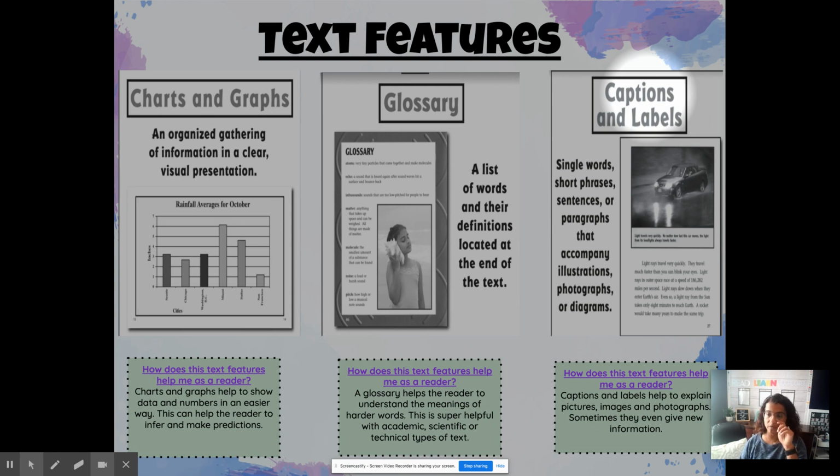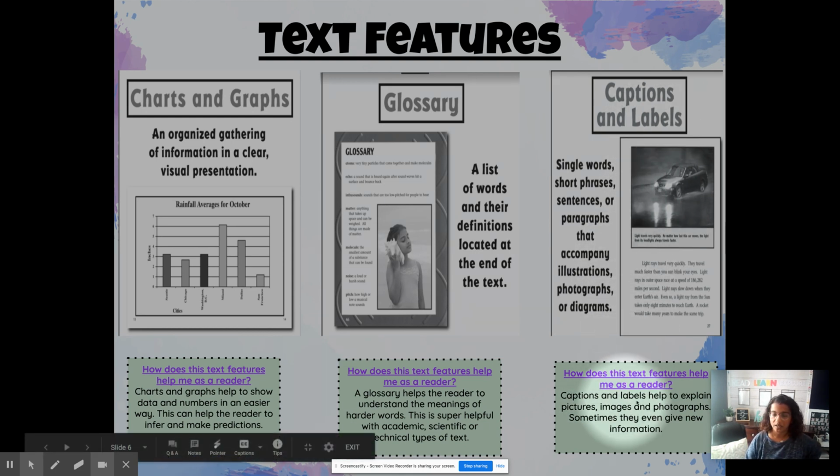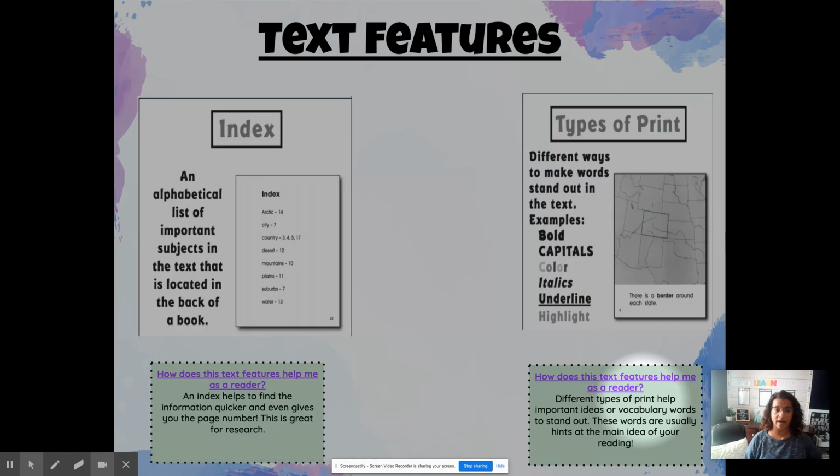Captions and labels, super important. Whenever you look at a picture, always read the caption. The caption, the description of the picture, sometimes gives us brand new facts. So never ever skip a caption, ever. Also labels, super important, with diagrams and things like that. Captions and labels help to explain pictures, images, and photographs.